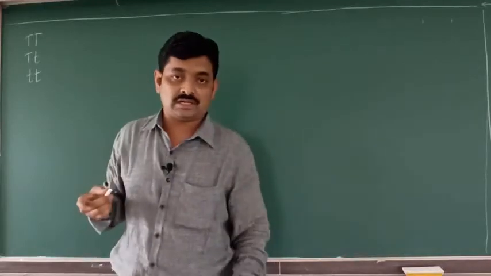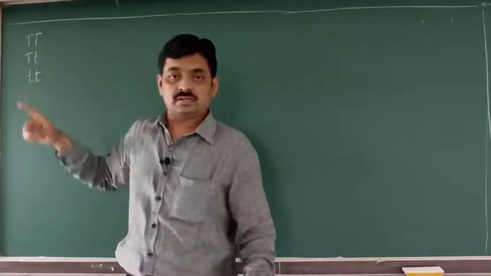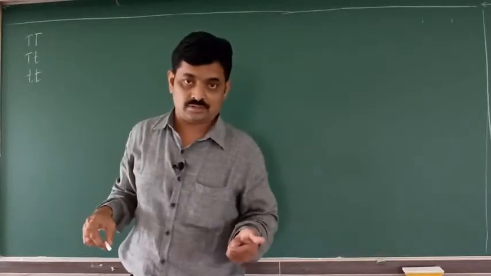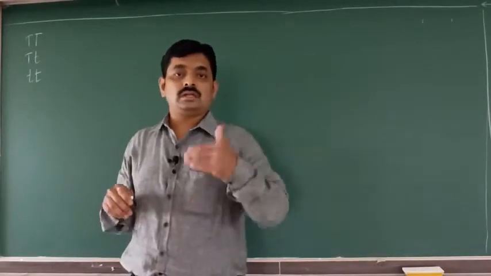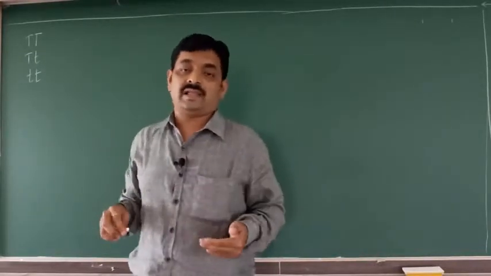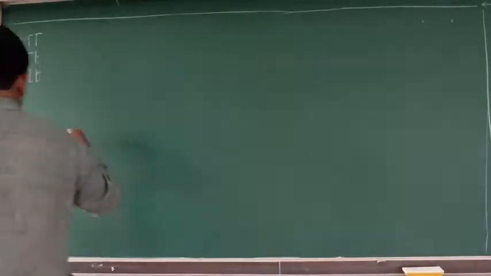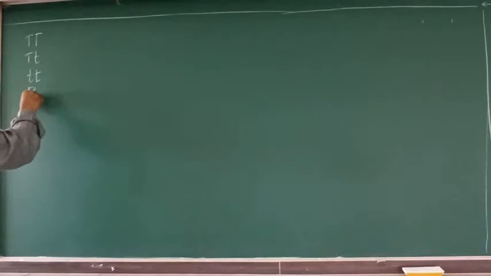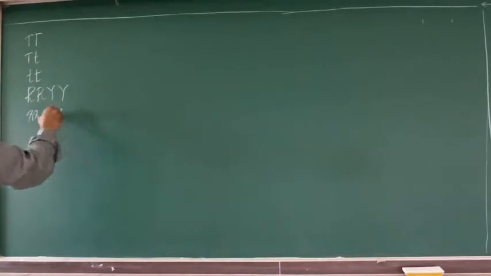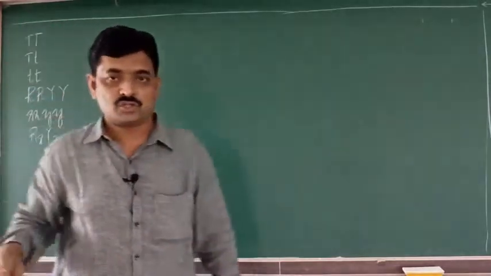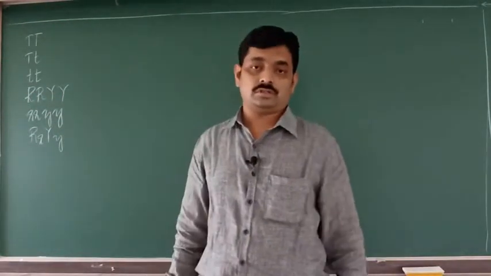Capital T is the dominant gene that controls tallness. Small t is the recessive gene that controls dwarfness. So this was in the monohybrid cross experiment. Then in the dihybrid cross experiment, the genotypes of the parent plants were these. So these were the genotypes in case of the dihybrid cross experiment.